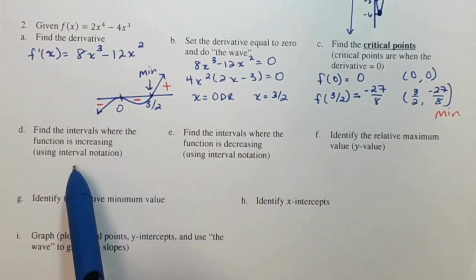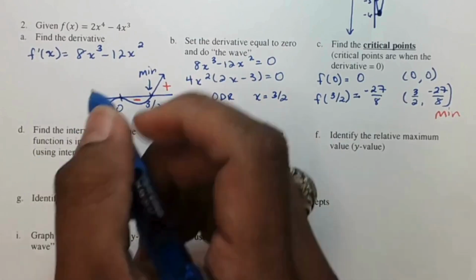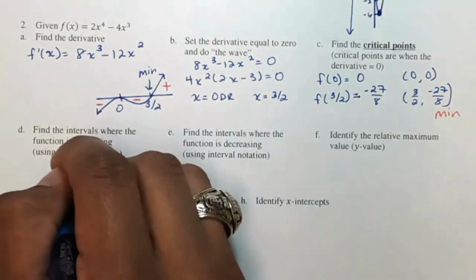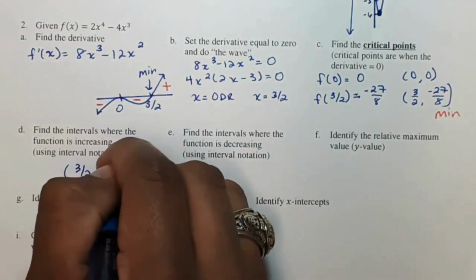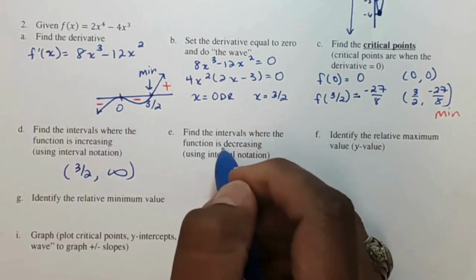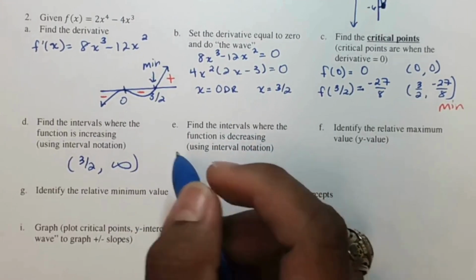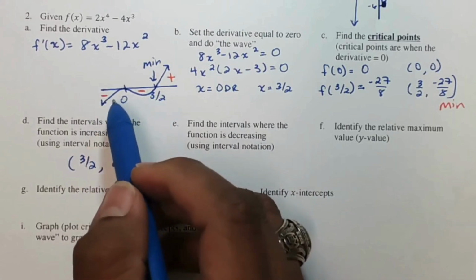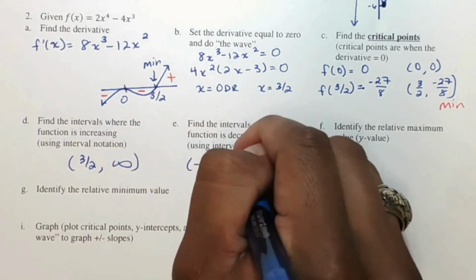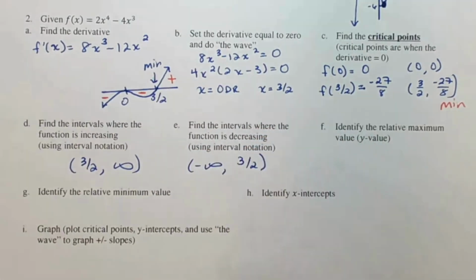So if we're going to give our intervals of increasing, decreasing, increasing is when the derivative is positive. So that means from 3/2 to infinity. I can put a square bracket on 3/2 if I wanted to. And where is it decreasing? Well, it's not decreasing in two different spots. It is always decreasing from -infinity to positive 3/2.